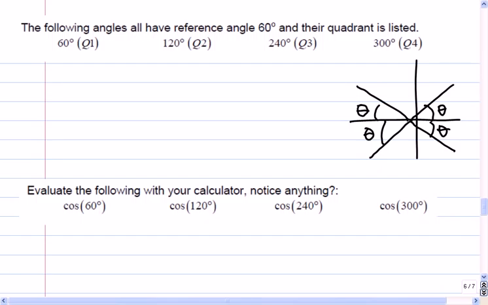Okay, so what did you get for cosine of 60 degrees? 0.5. Okay, how about cosine of 120? Negative 0.5. Okay, and 240? Negative 0.5. And should we guess? What's 300? 0.5. Okay, so this is why you needed to learn about reference angles.